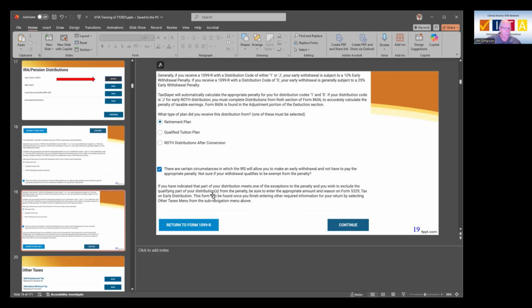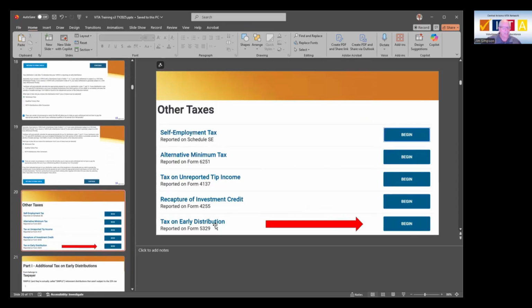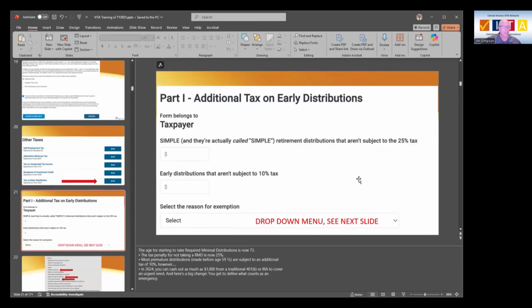Okay, then it says here you'll hit continue. There's the rest of the explanation here. And then it takes you here where we're going to say tax on early distribution. And we're going to go into here. So this screen right here will say early distributions that aren't subject to the 10% tax. In other words, we've now asked this taxpayer, well, hey, why did you take this money out? And they may tell you a lot of reasons for it.